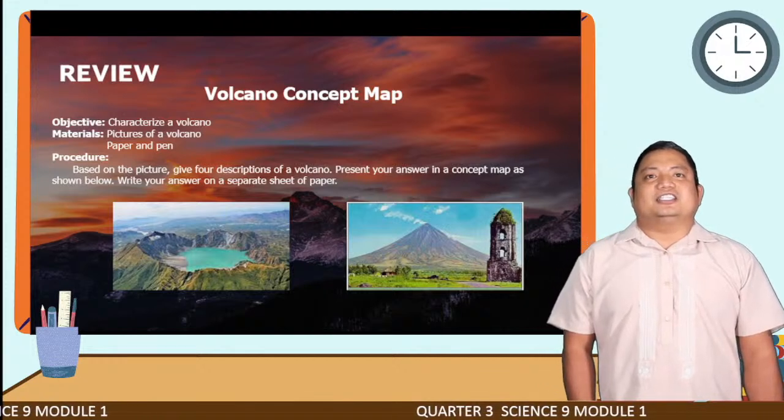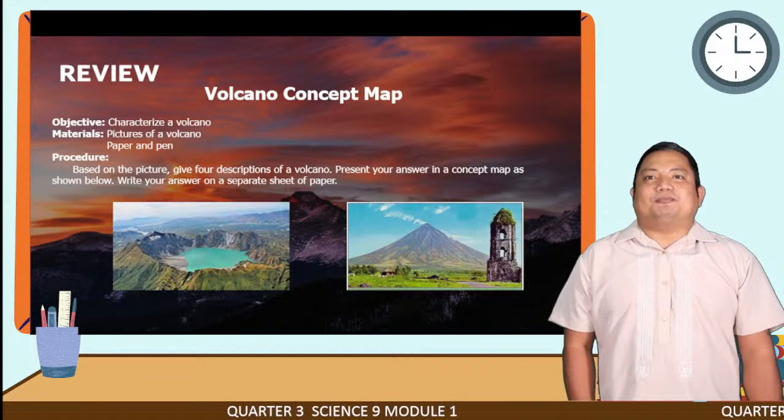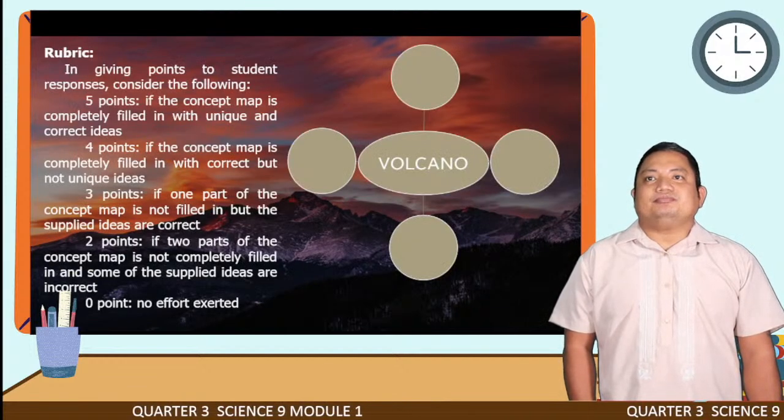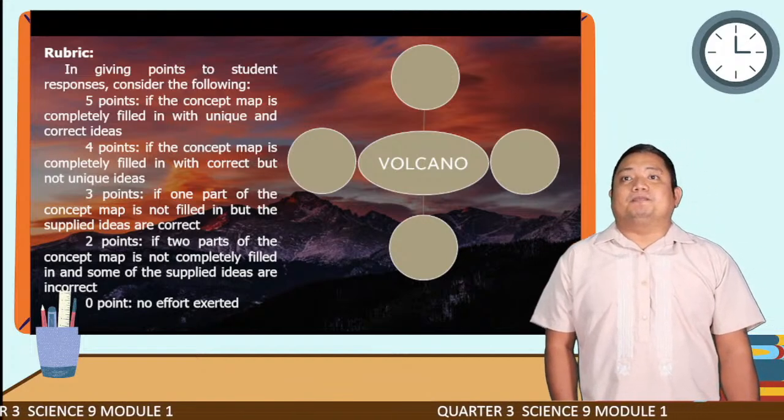Present your answer in a concept map as shown below. Write your answer on a separate sheet of paper. In giving points to students' responses, consider the following.